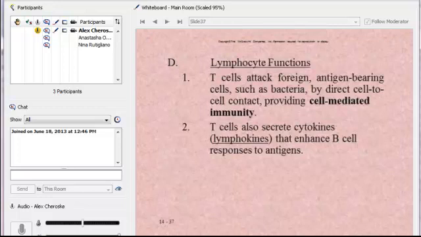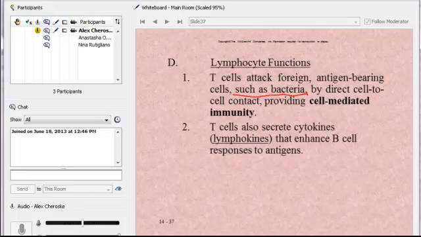Okay. So in the general description, we said that the T cells give us cell-mediated immunity, right? So they are going to be attacking and fighting foreign pathogens like bacteria, etc. And they have to have direct cell-cell contact. What they're going to do is attach to this foreign cell and try to kill it off in some particular way.